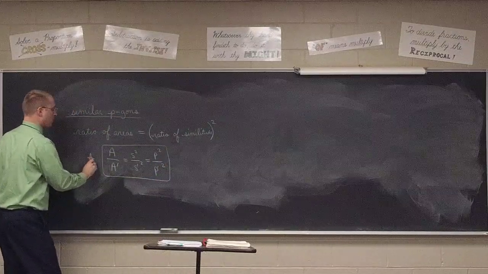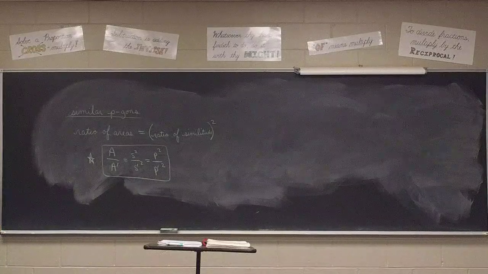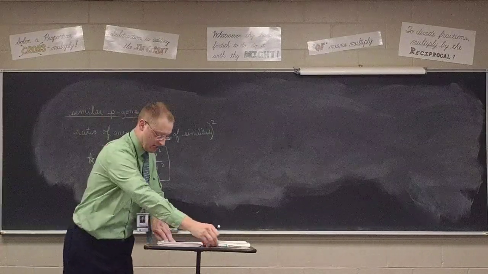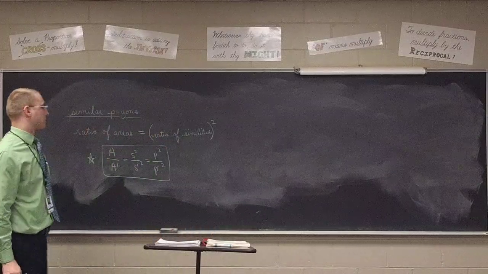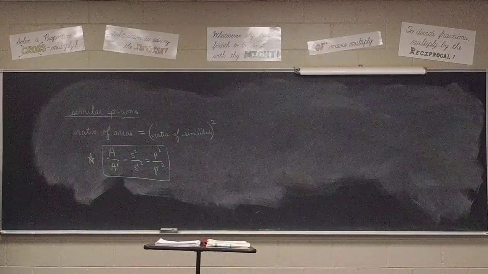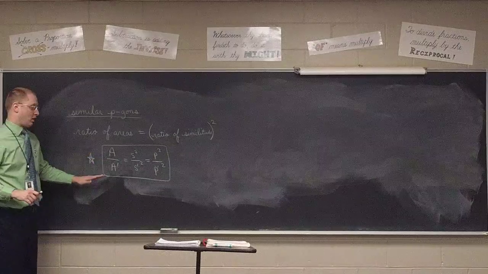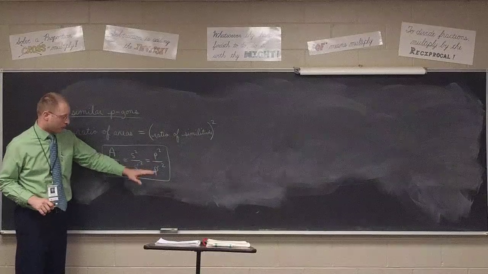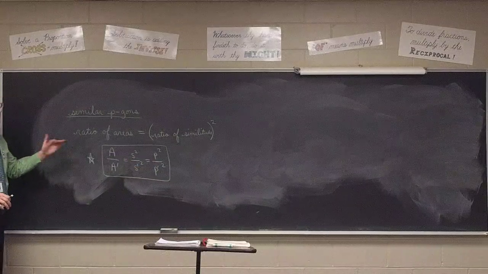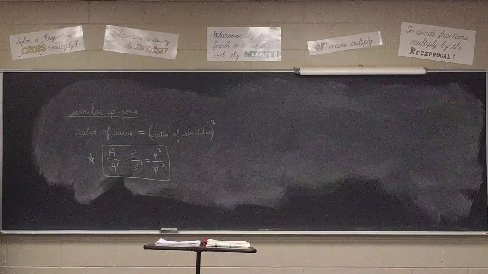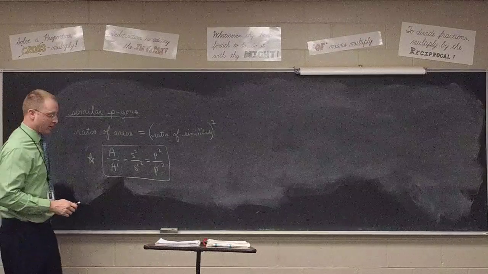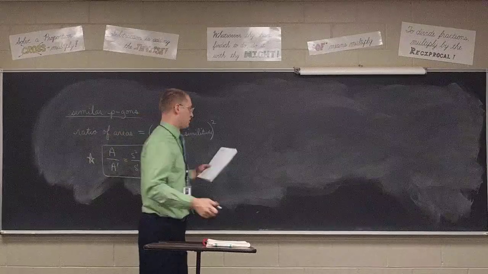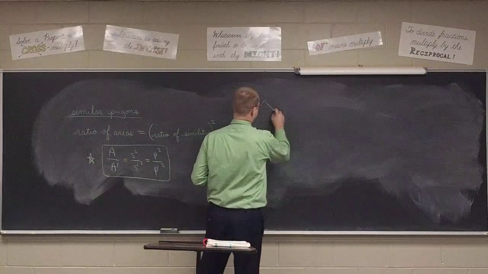And this is a formula we can use anytime we have similar polygons. Area is to area, as side squared is to side squared, as perimeter squared is to perimeter squared. Say that with me, class. Area is to area, as side squared is to side squared, as perimeter squared is to perimeter squared. And again, this is true when the polygons, class, are similar to each other.